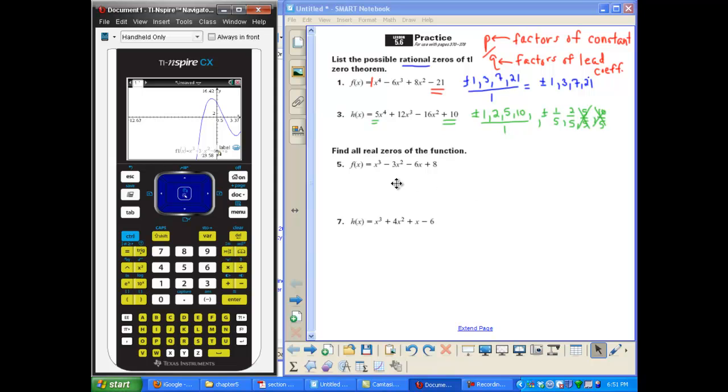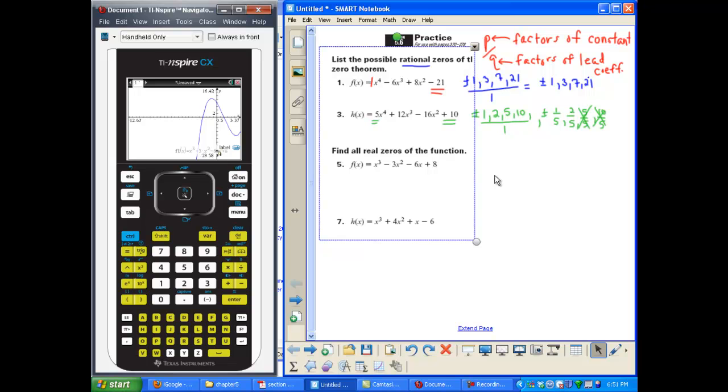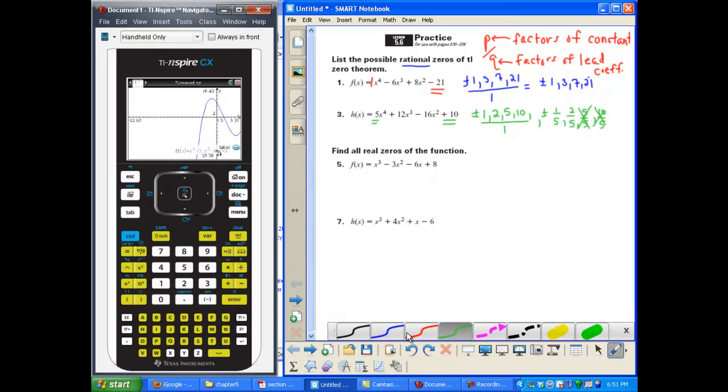Okay, so now we're going to look for the real zeros of this function, and we're not being really given any clues. So first thing we might do is take a little list. What are some of the factors of 8 over factors of 1? Plus and minus 1, 2, 4, and 8. So it's possible the graph might cross at one of these places.